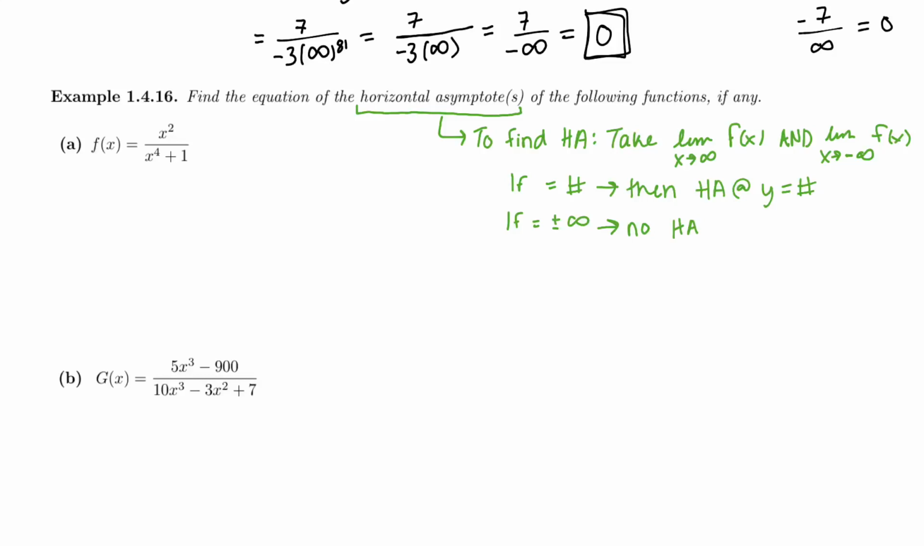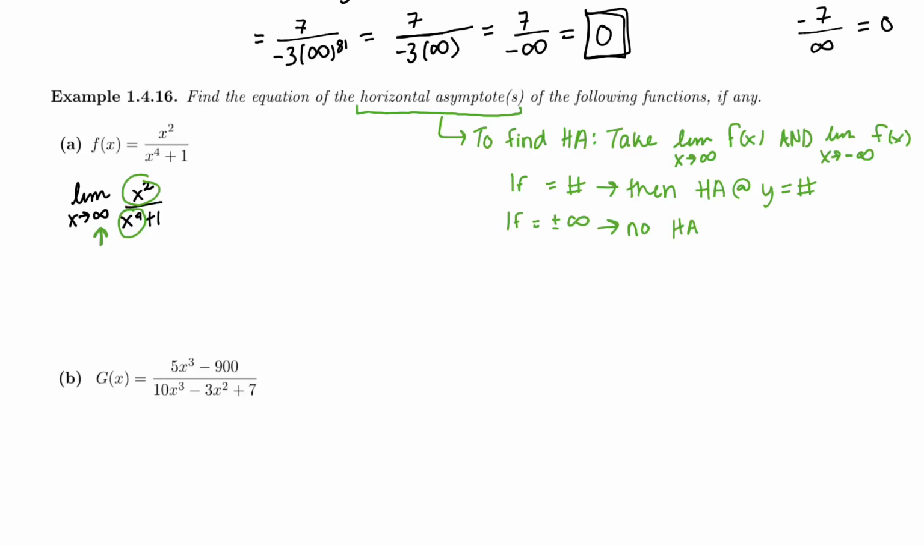So for instance, if we're finding the horizontal asymptotes of x squared over x to the fourth plus 1, we'll take the limit as x approaches positive infinity of x squared over x to the fourth plus 1. And because we're approaching positive infinity, or an infinity in general, we can take the highest term on top and the highest term on bottom.